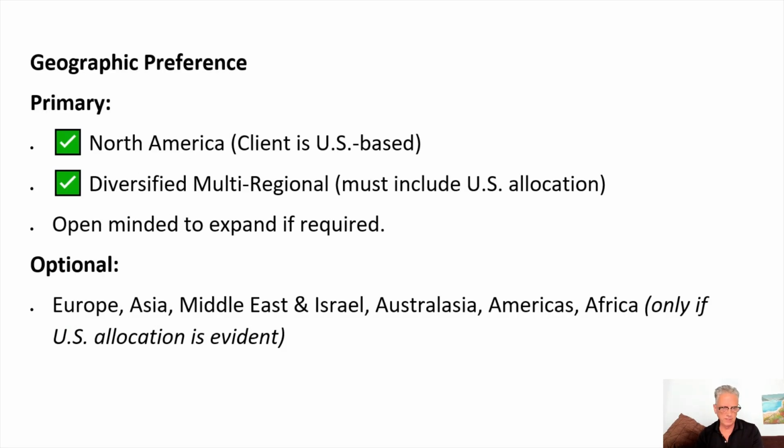Geographic preference, really easy in this. This is a North American client. They're based in the U.S. Diversified, multi-regional, so we really want to include the U.S. They're open-minded to expand if required. For example, we could expand it to Europe, Asia, Middle East, Israel, Australasia, Americas, Africa, only if the U.S. allocation is evident. So really, I think we've got enough weight on the U.S. side of things to satisfy what this client needs.